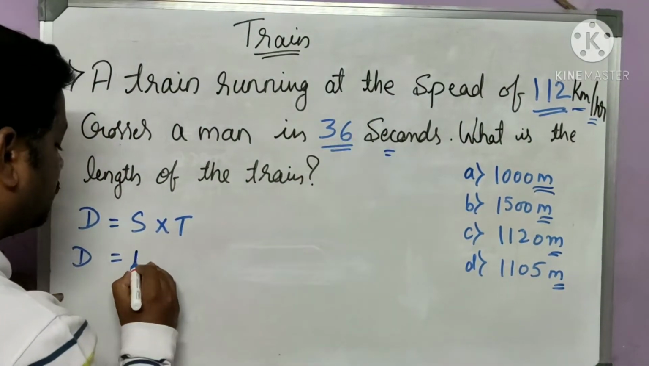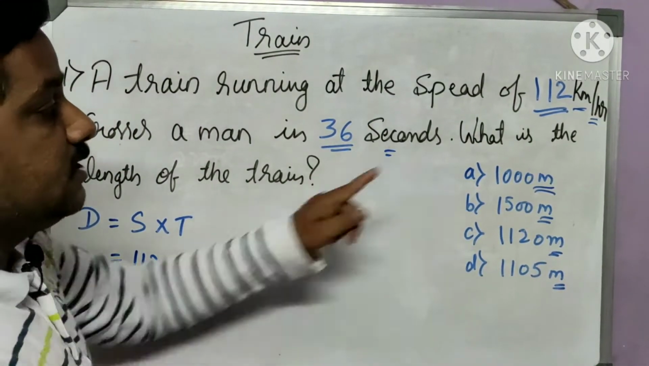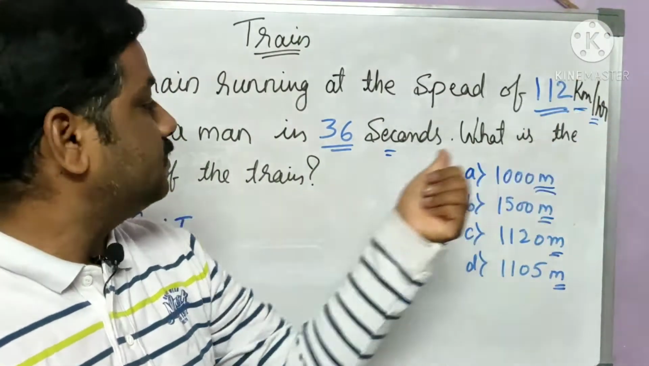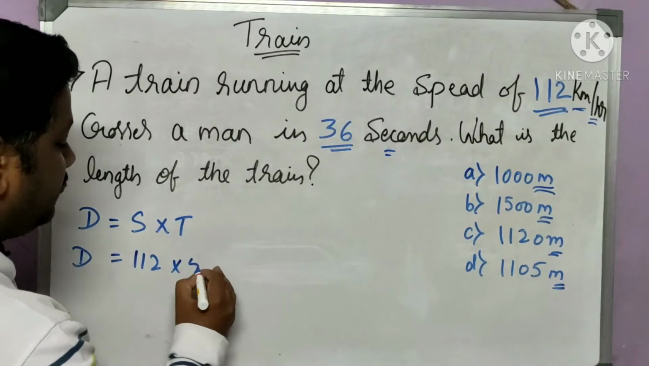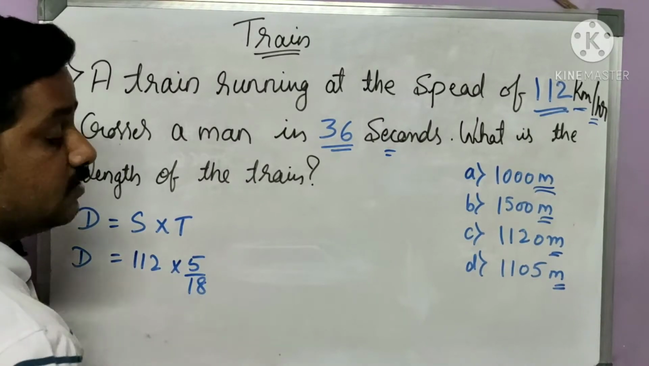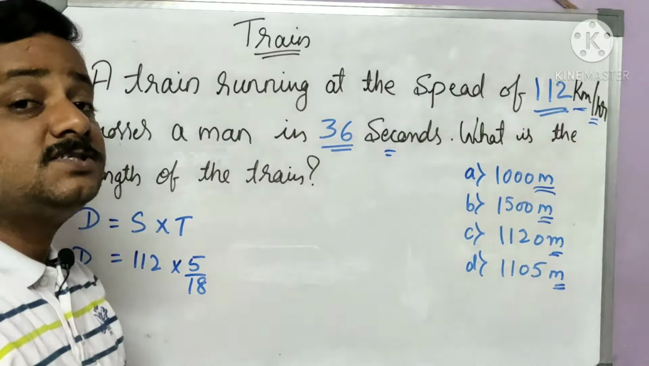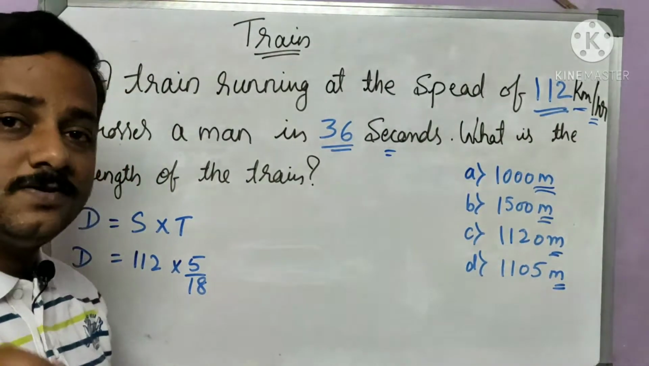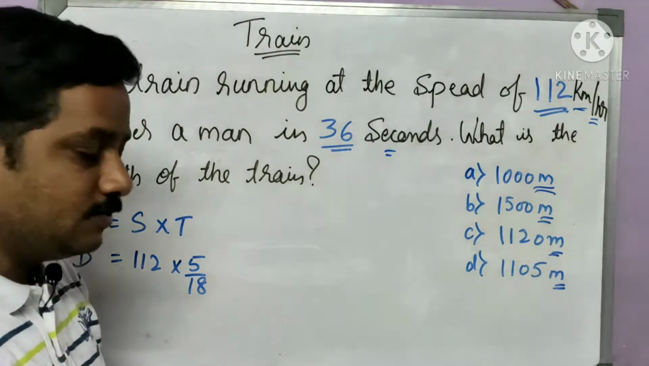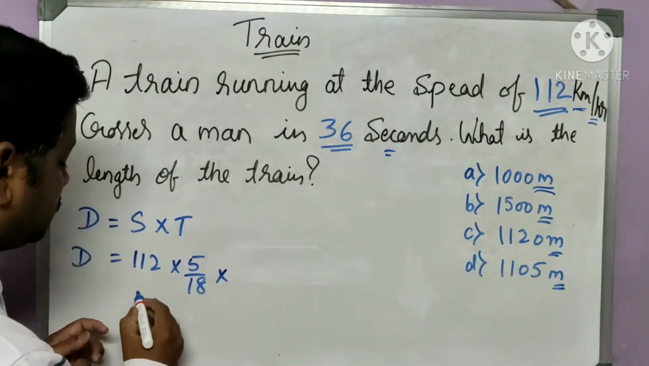Speed is 112, but it's in kilometers per hour. Convert it into meters per second. How to do that? Multiply it by 5 by 18. This has been explained in the video on time, distance and speed. I will give the link of that video in the description also, so go through it. So this is the speed, into time.